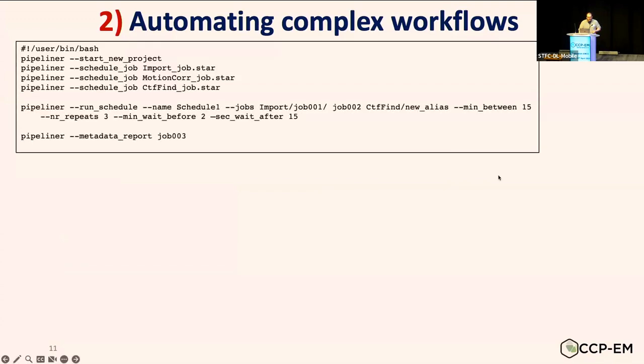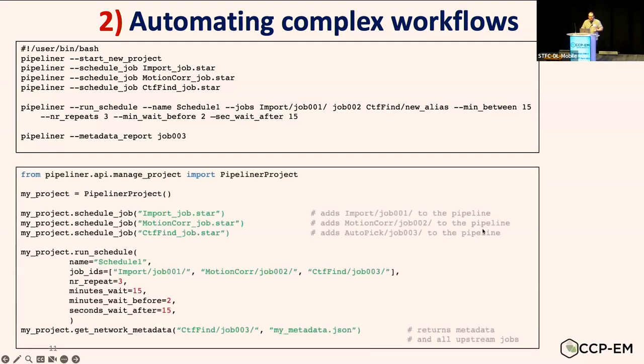Okay. The second big task in a pipelining system like this is tools for automating complex workflows. So this example here is a bash script of an on-the-fly pre-processing. So importing micrographs on the microscope, running MotionCor on them, and then determining the CTF with CTFFIND, and then just continuing to run this over and over again as new micrographs come off. So this is scripted in the bash shell through the pipeliner. It's very short and very simple.